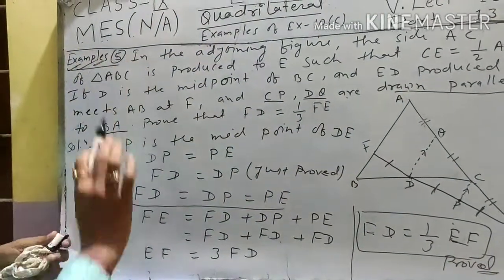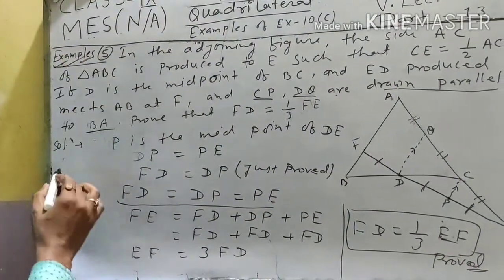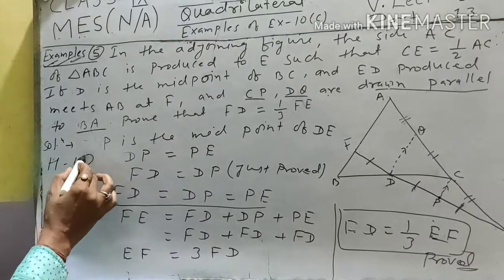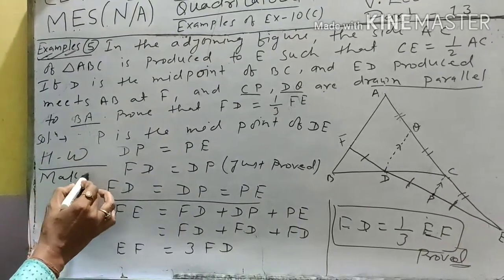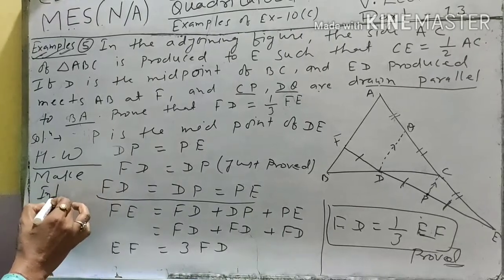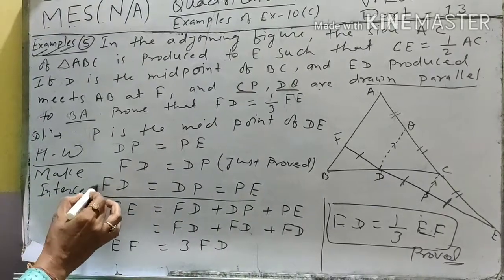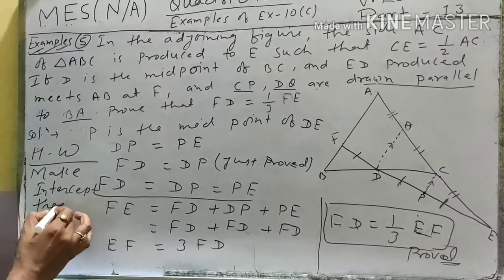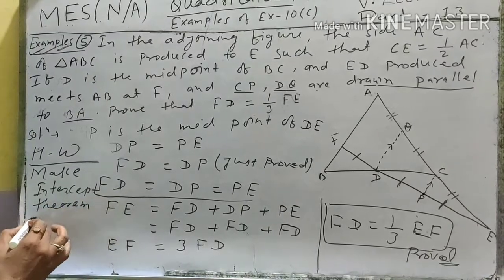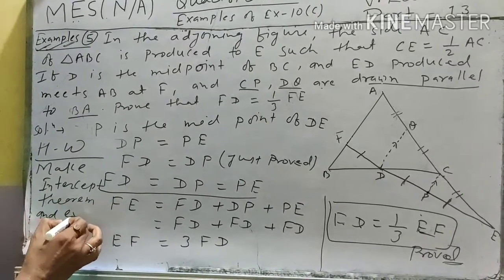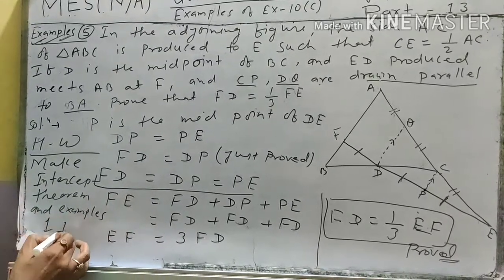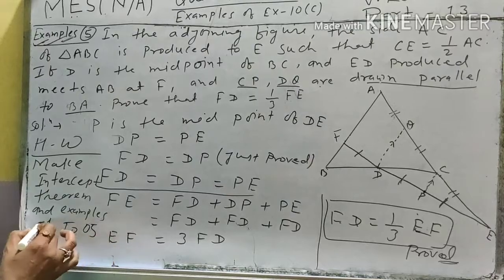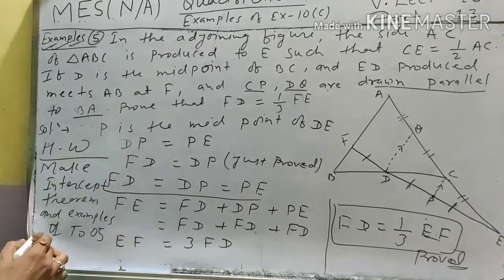I hope student you will understand example number 5. So your homework is: make the intercept theorem and examples 1 to 5.